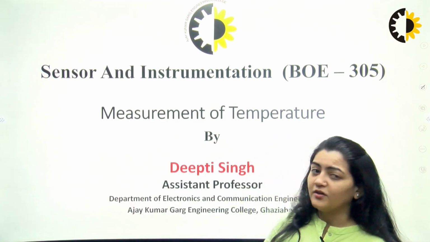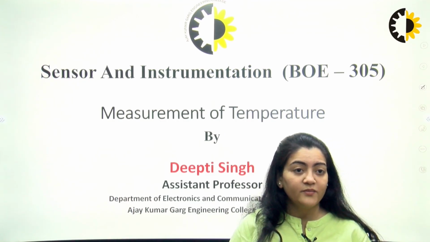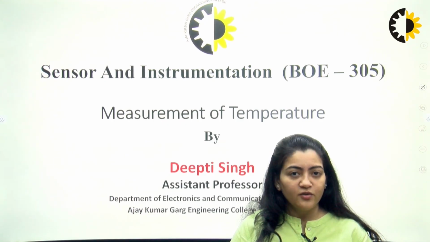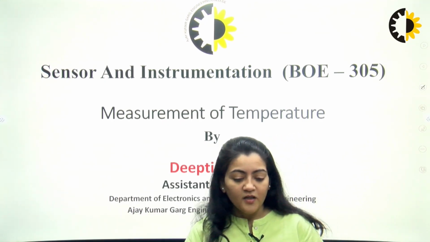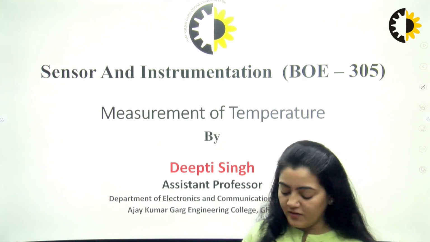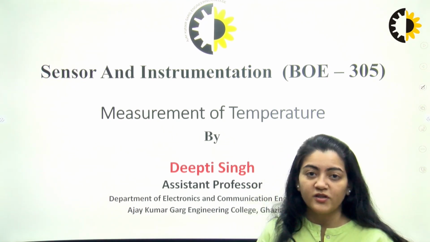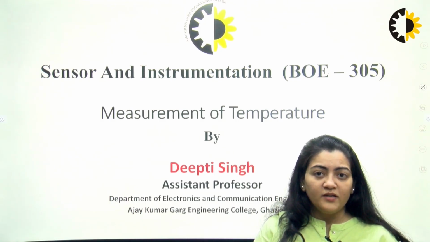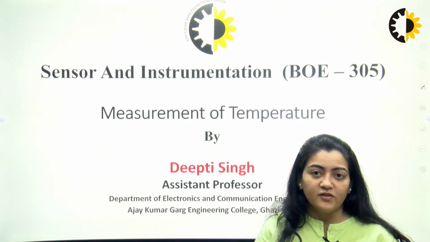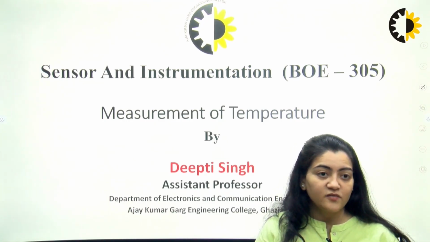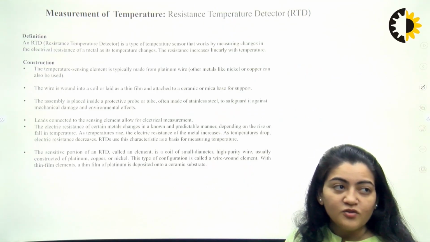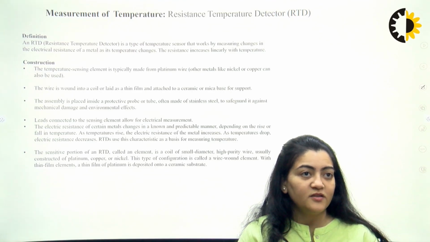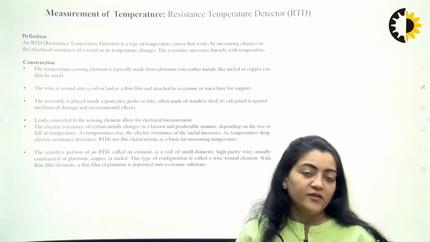Now let's come to another very important parameter when we are working in industry, that is the measurement of temperature. Temperature is a very important parameter in industry, mostly in chemical plants, power plants, whether it's a petrochemical industry or an aerospace industry. Temperature is a very important factor to measure. So let's start with how temperature is measured using different kinds of sensors.